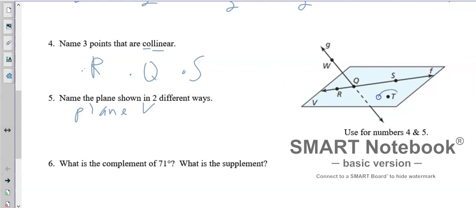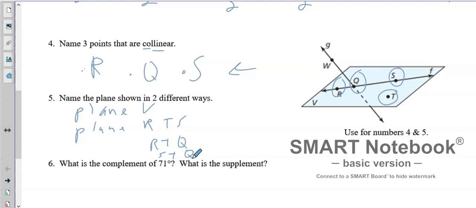So what are my options? I have a T, an S, a Q, and an R. The only three I cannot use are those three because they're collinear. I can use any two of them. Okay. So again, I write the word plane. I can do R, T, S. I could do RTQ. And I could do STQ. Now, I don't have to do all those, but those are my options.